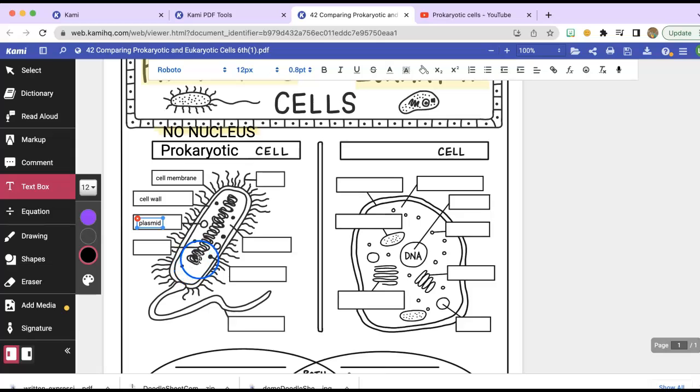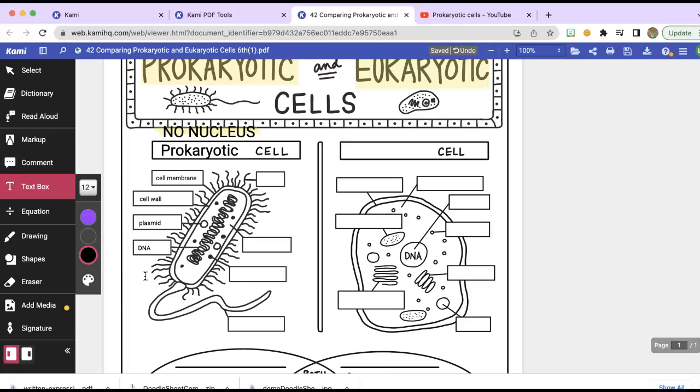Next, you have all this junk. It looks like an unorganized mess in the middle. This is your DNA. It's not inside of a nucleus. It just hangs out in the middle. That's why scientists will tell you that a prokaryotic cell is unorganized. DNA is just in the middle hanging out. Not inside of a nucleus, just there.